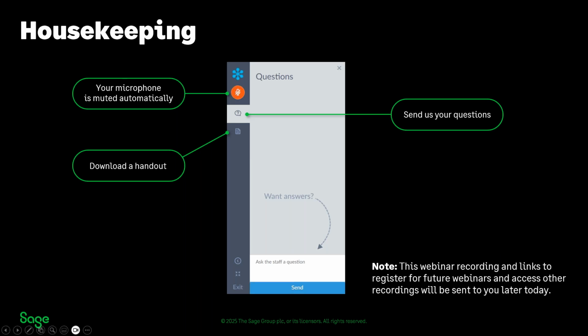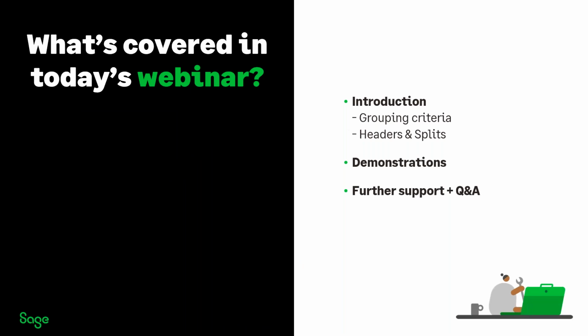Right, okay, let's have a look at what we're going to be covering. It's quite a short agenda, but there's loads to get through, loads of demonstrations. As I say, it's going to be mainly concentrating on demonstrations today, just so you can see what we're talking about. But we're going to start with a little bit of an introduction, talking about grouping criteria.